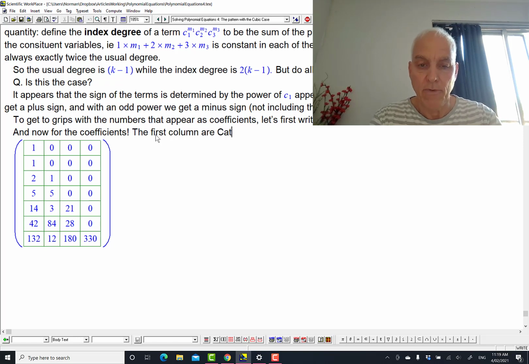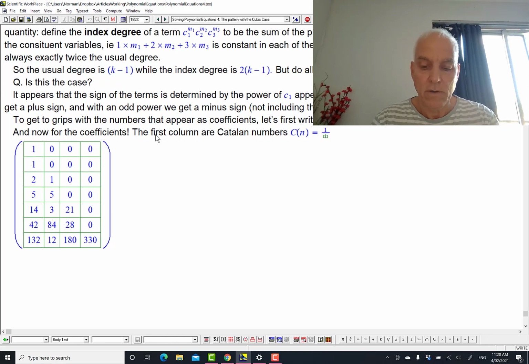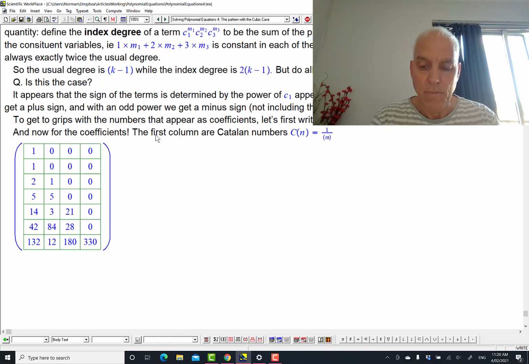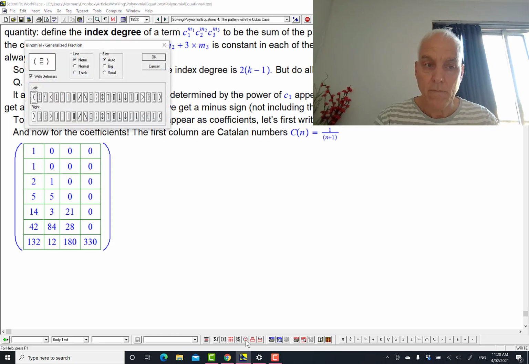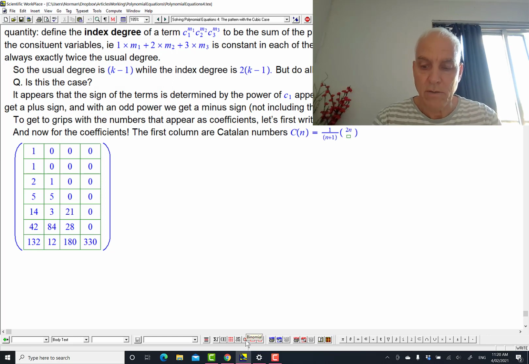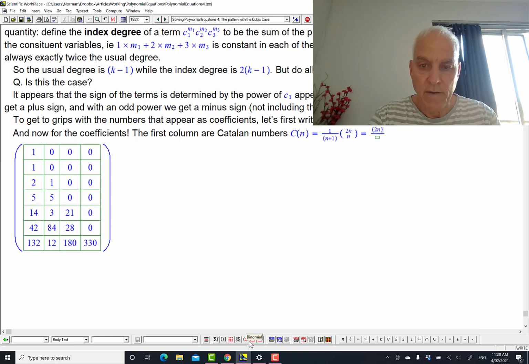are Catalan numbers. And I remind you that they are what we call C sub n, and that was the fraction 1 over n plus 1 times the binomial coefficient 2n choose n. And if we want to write that out, it's the same as 2n factorial divided by n plus 1 factorial times n factorial.